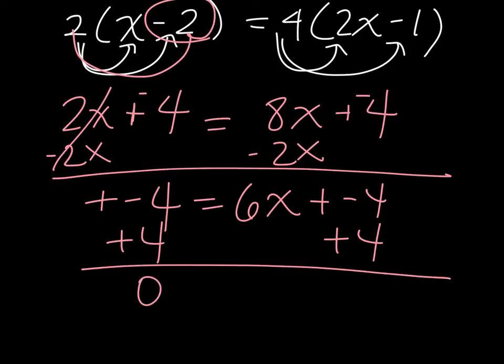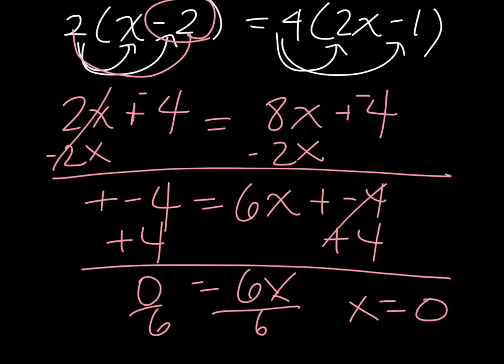And I get 0 equals 6x. Divide by 6, and my answer is x equals 0. Okay, so we go and check it, and I hope it works.